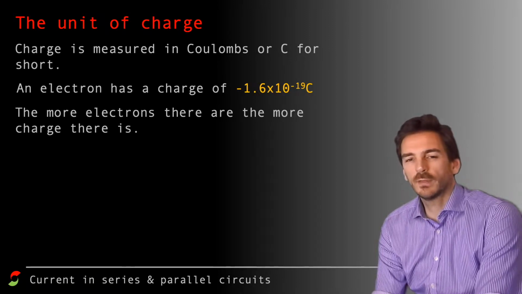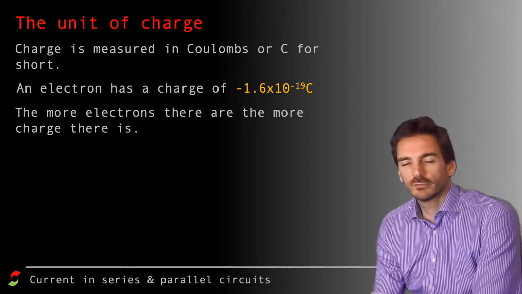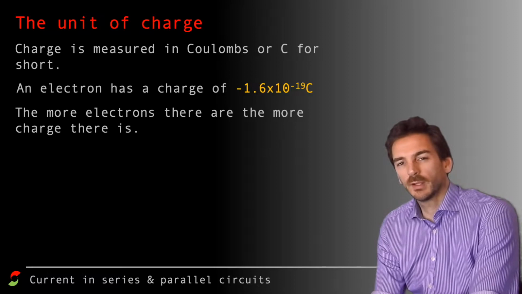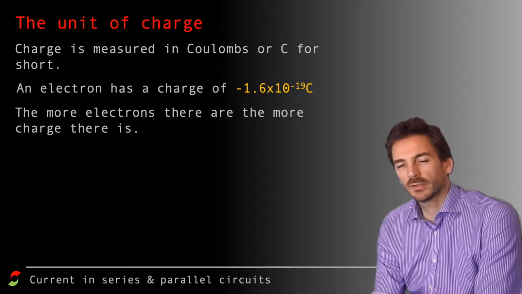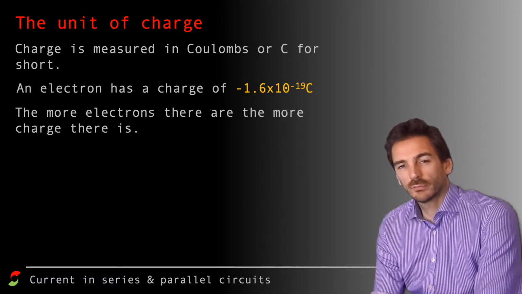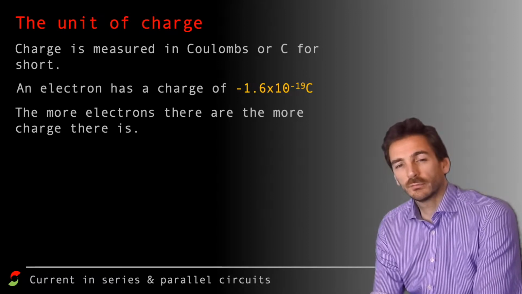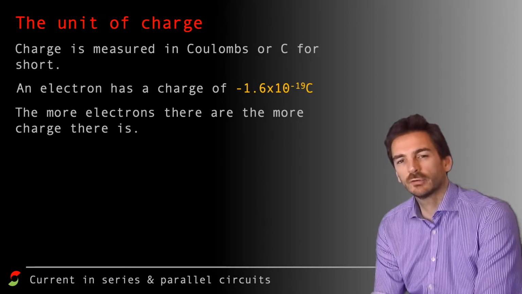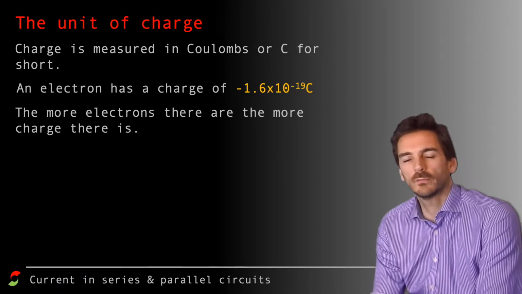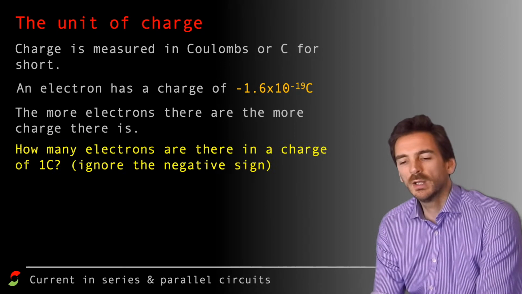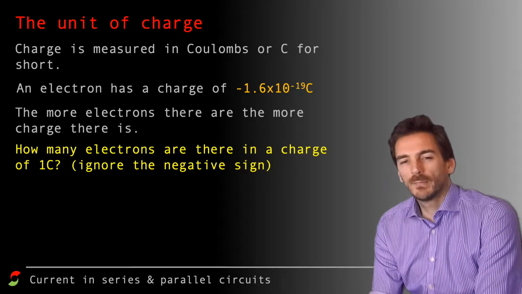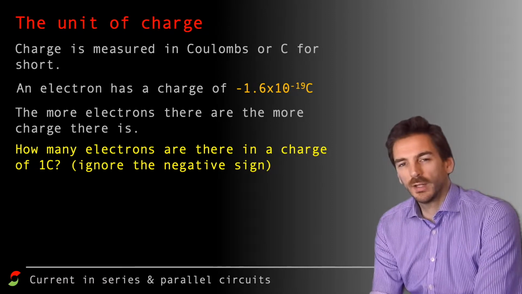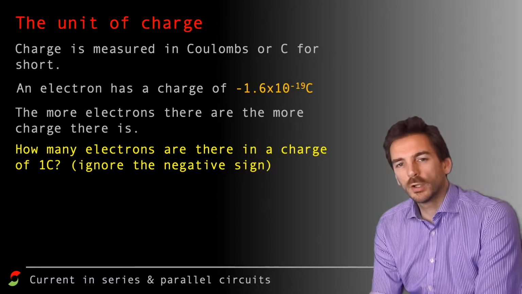So you can imagine that if there was one electron, it's got a charge of 1.6 times 10 to the minus 19 coulombs, just ignoring that minus sign for the moment. If we have two electrons, we've got twice that, 3 electrons 3 times, 4 electrons, and that charge just builds up and builds up while we've got more electrons. So let's think about how many electrons will be required for a charge of 1 coulomb to build up.